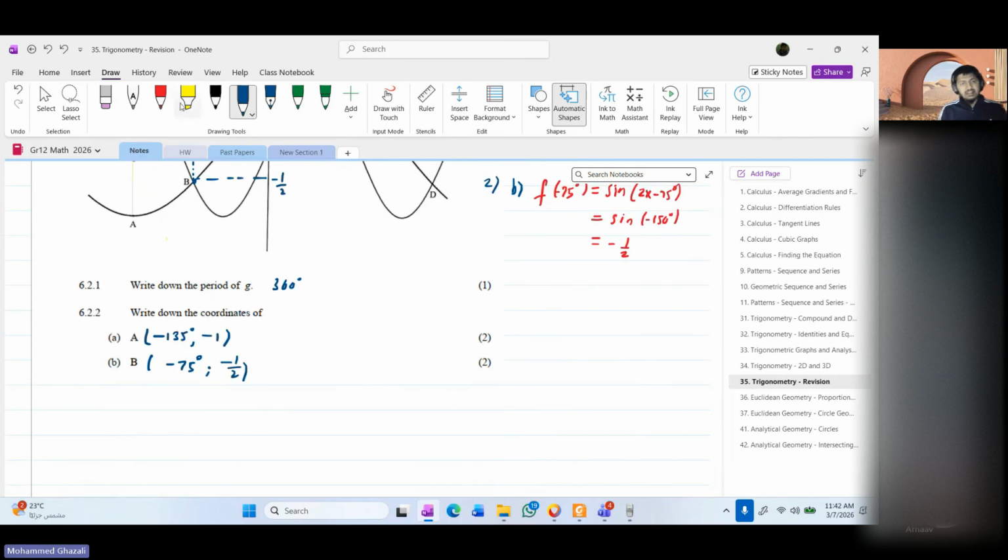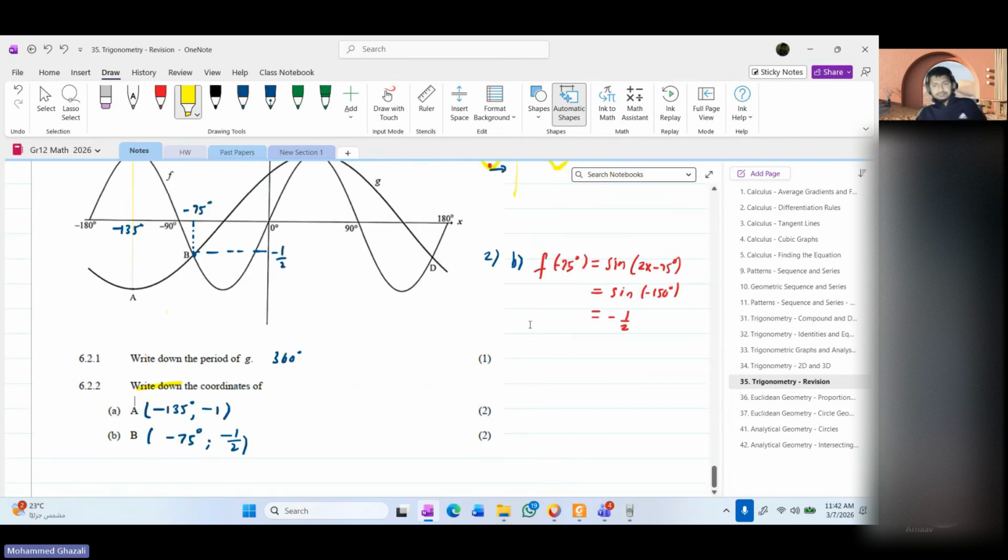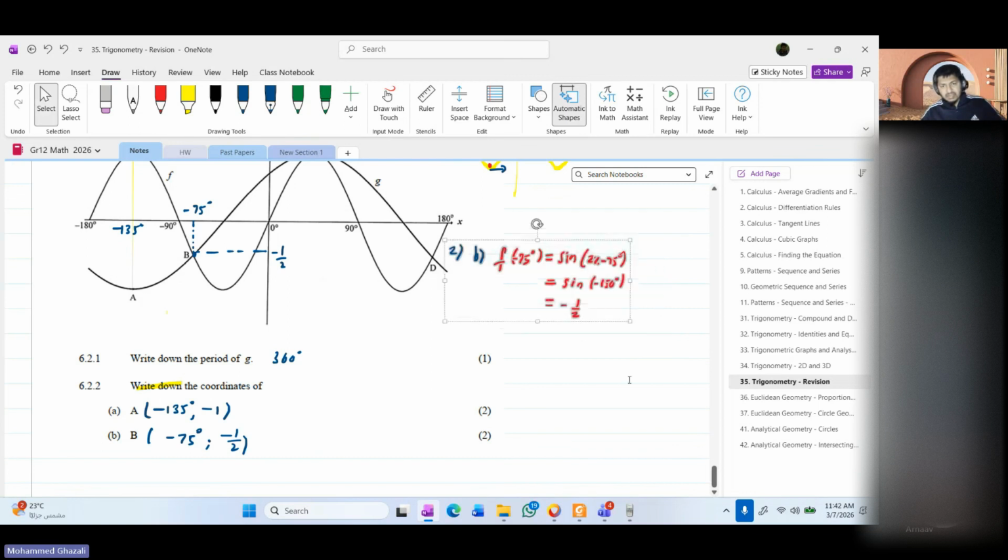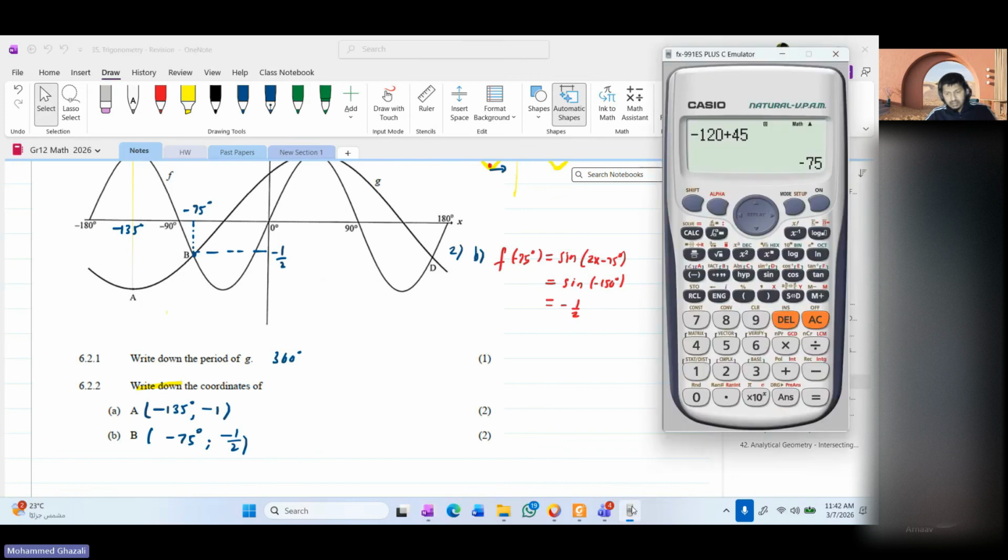But the same, I just write it down, okay? So you can just write down the answers for 2 marks each. Great. And I just showed the calculation on the side. You can just type this into the calculator, right? Next part.